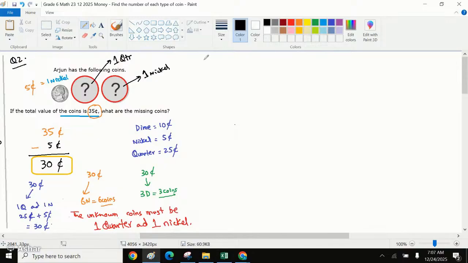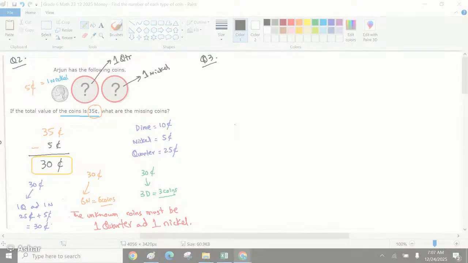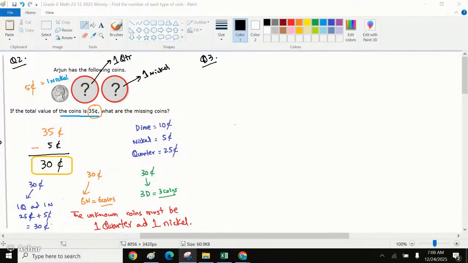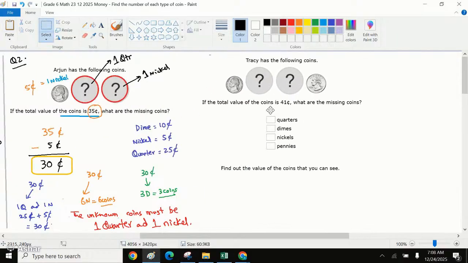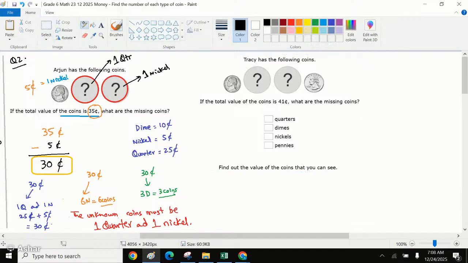Let's try the next question. Question number 3. Let's see what question number 3 states. When we click on to the next, you would have the same question on the screen. It says Tracy has the following coins. Let's copy this and paste this, okay? I'll put a margin so that the questions are separated, okay? Tracy has 4 coins, right?